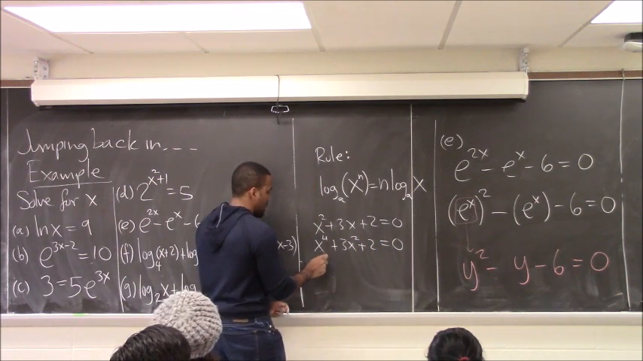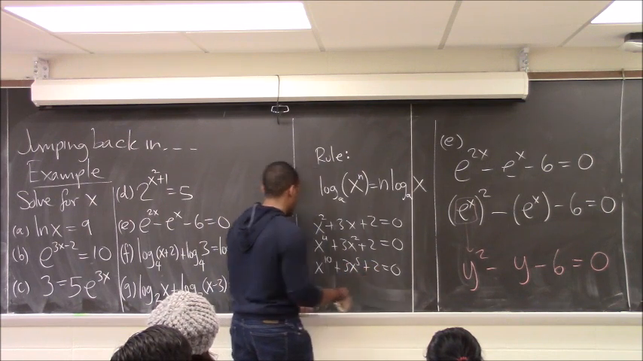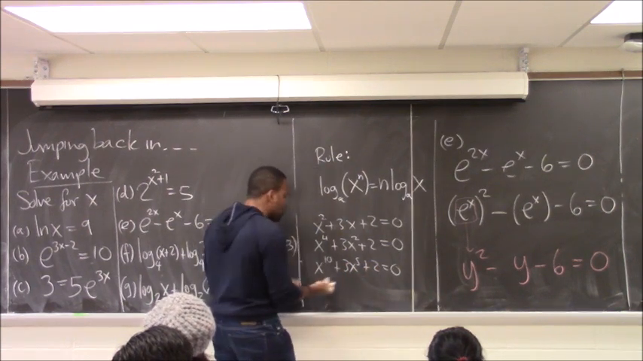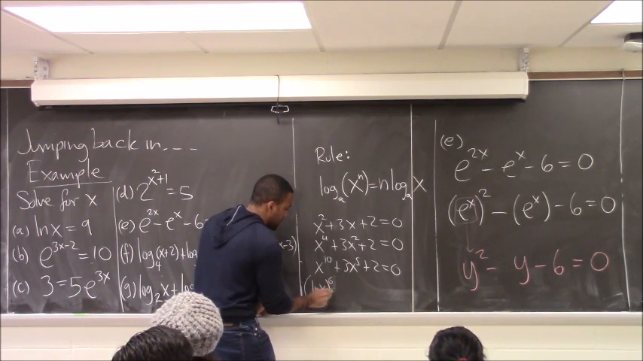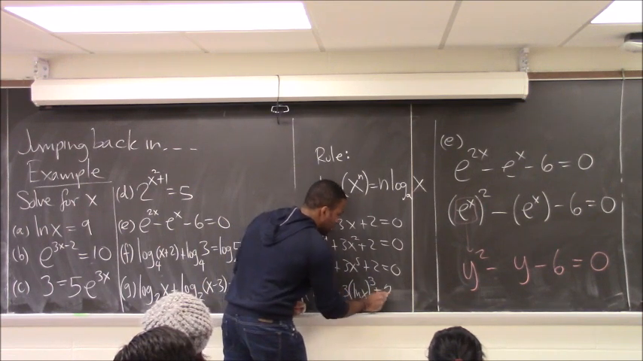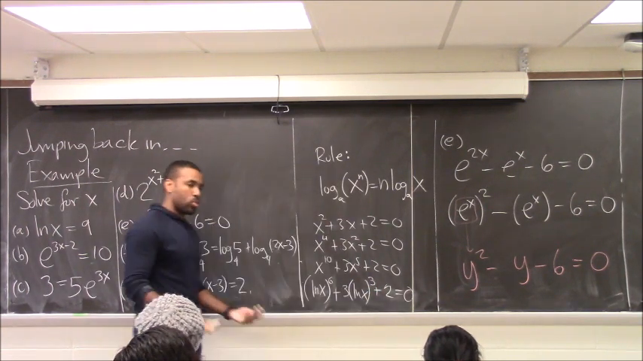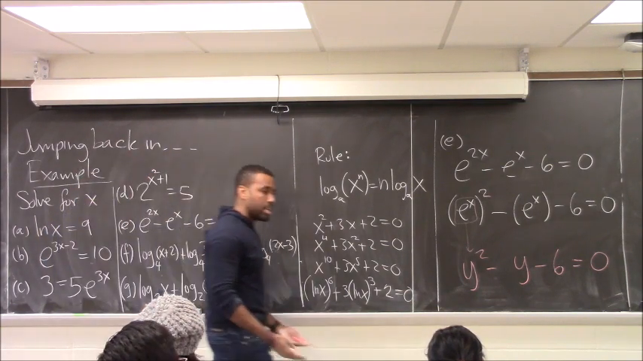x to the 10th plus 3x to the 5th plus 2 equals 0. That's also quadratic, right? And I can throw anything else in here I want. ln of x to the 6th plus 3 ln of x cubed plus 2 equals 0. That is also a quadratic. I will treat them all the same way. They're all the same form. They're the same kind of animal.